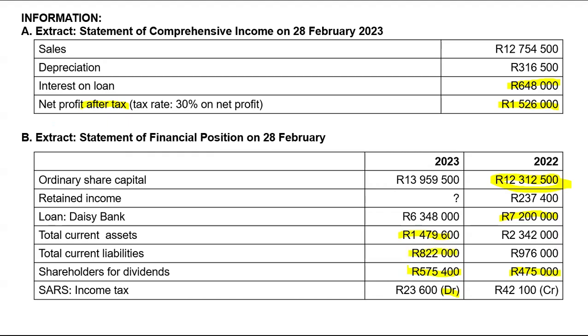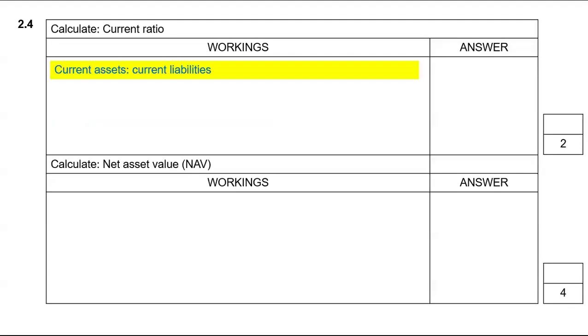You compare the two, you know how to simplify the ratio, right? But here we need to make sure that the second part of the ratio is 1. So normally, current assets will be the first part, current liabilities will be the second part. But we want the second part to be 1. So we're going to divide both sides by the second part, which is 822,000. When you take 1,479,600 divided by 822,000, you will get 1.8 is to 1, 2 marks.